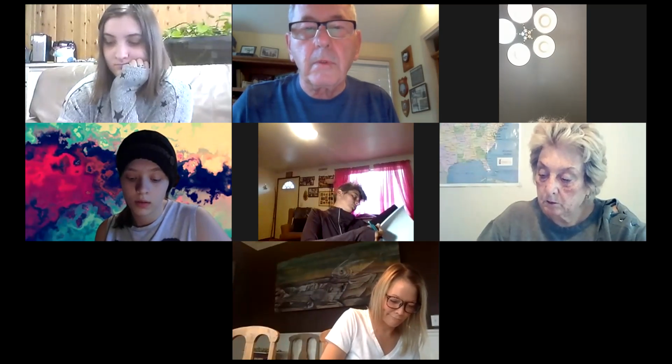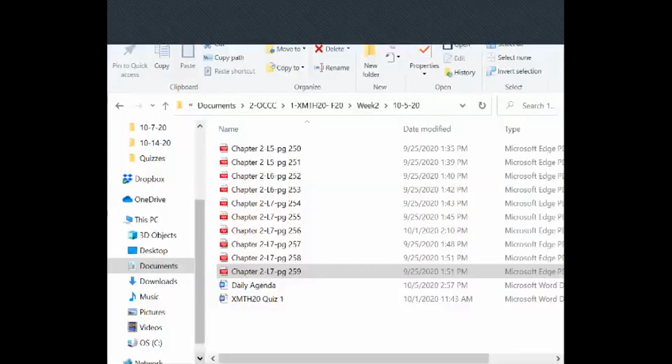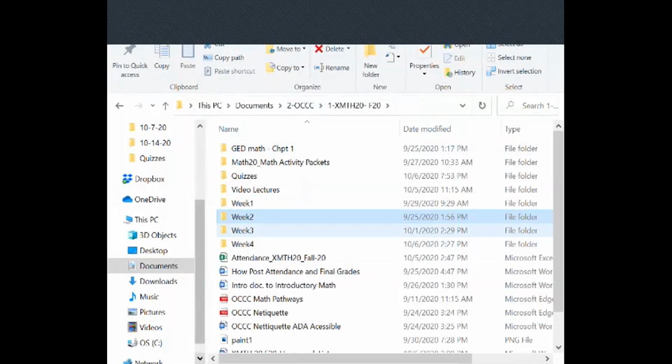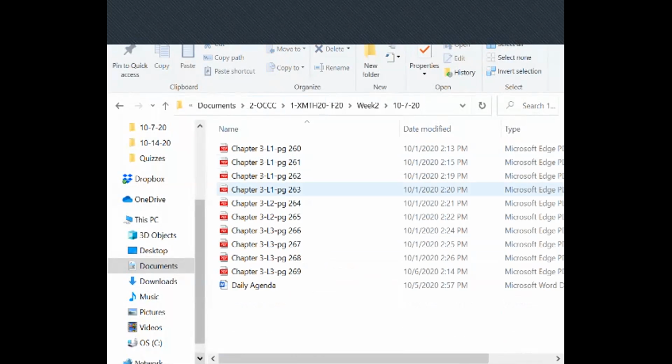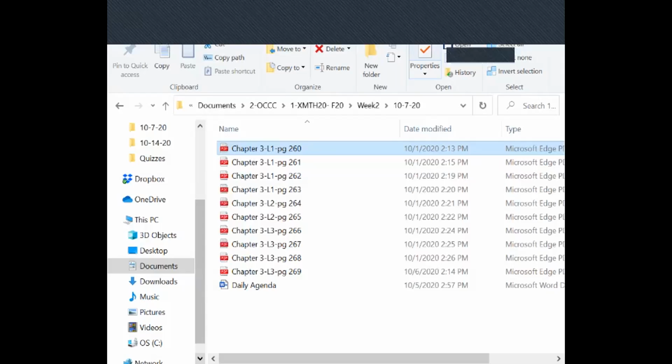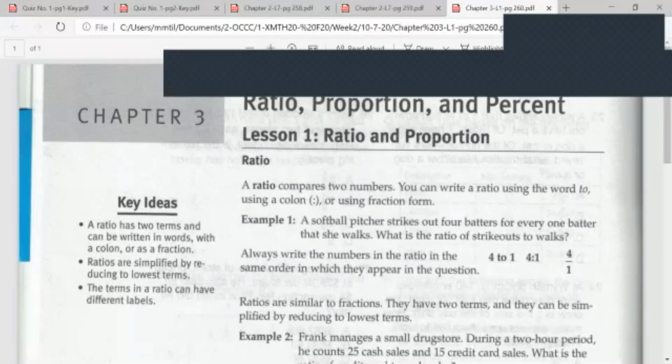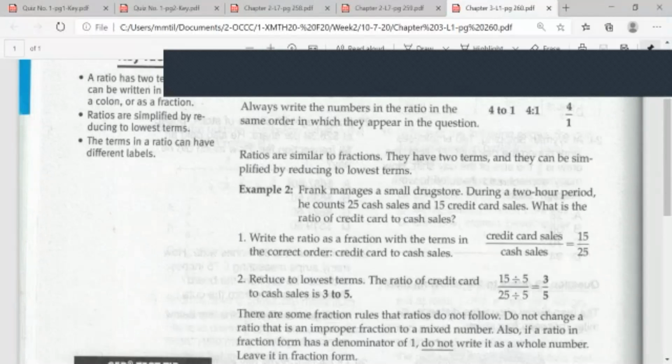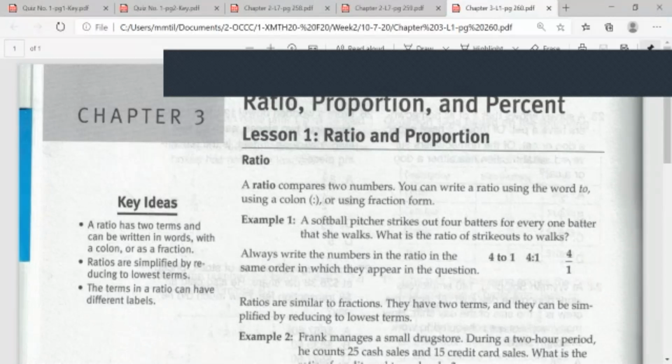Okay, so now we're going to go into the lecture. Go back here, go to week 2. Here. There we go. Okay, so now we're at chapter 3, lesson 1, page 260. Okay, ratios, proportions, and percents. And they go through this stuff pretty fast. So there's a lot of takeaways here to understand.